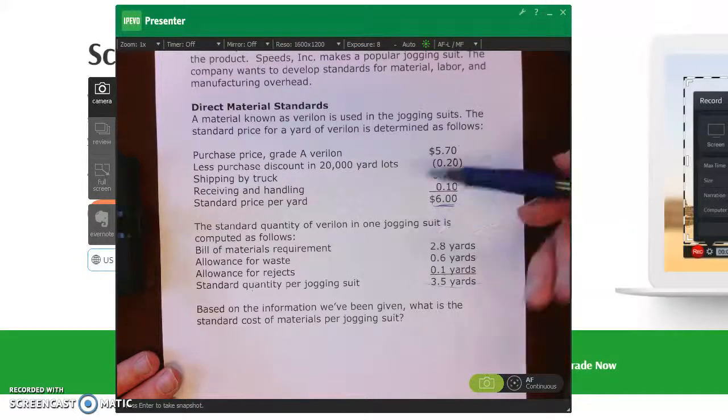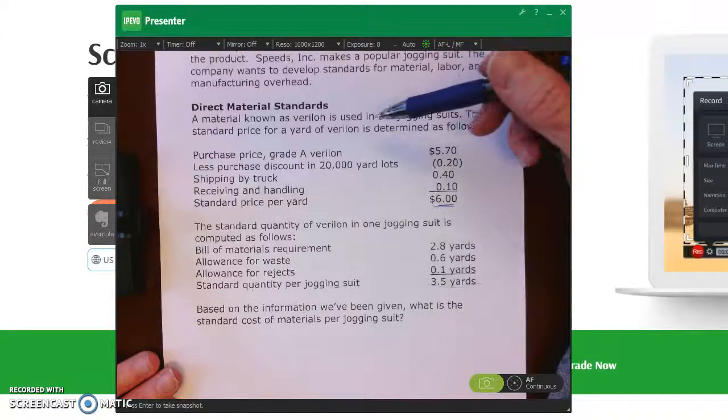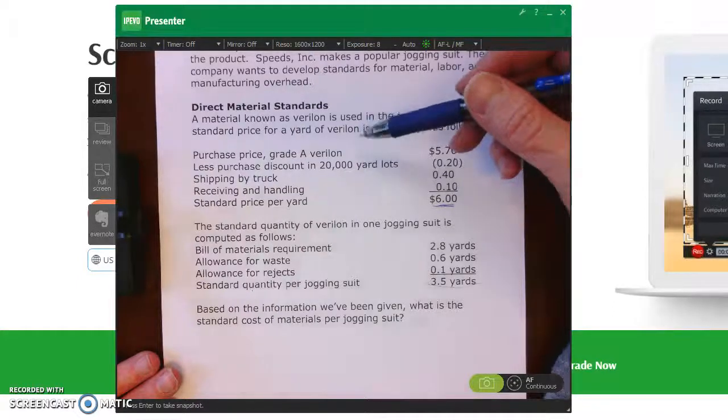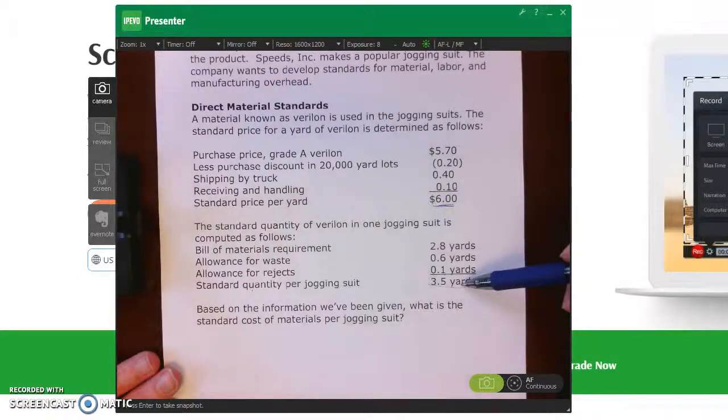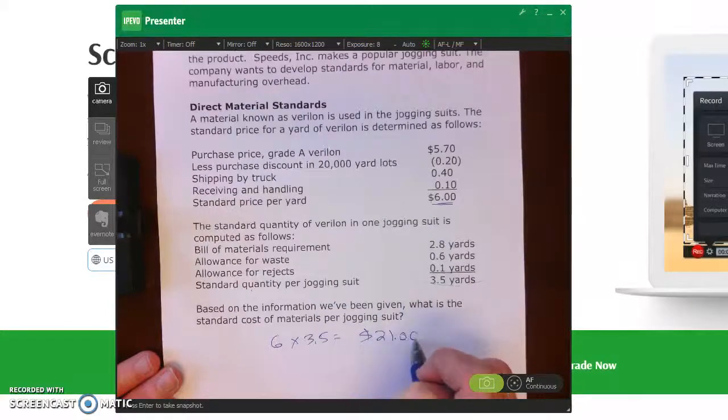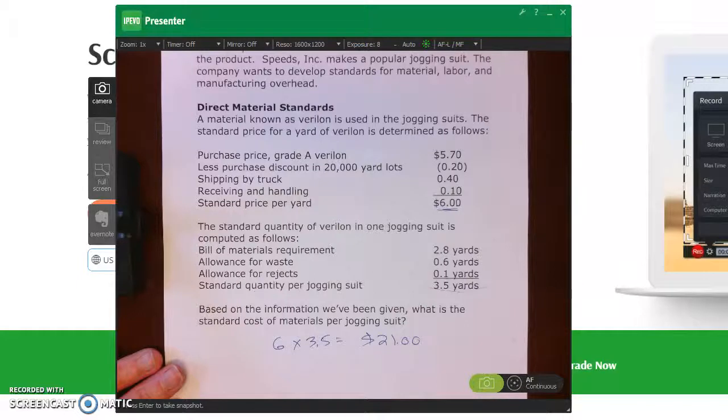So what we want to figure out is what's the total cost for materials for making one jogging suit. So we say each jogging suit uses 3.5 yards of Verilon, and each yard of Verilon costs us $6 to buy. So what that means is we take our $6 times our 3.5, which gives us $21. We should say each jogging suit should cost us $21 in terms of direct materials.